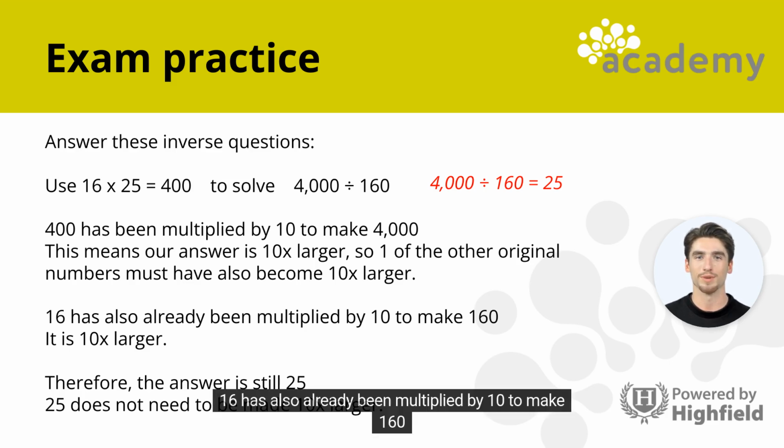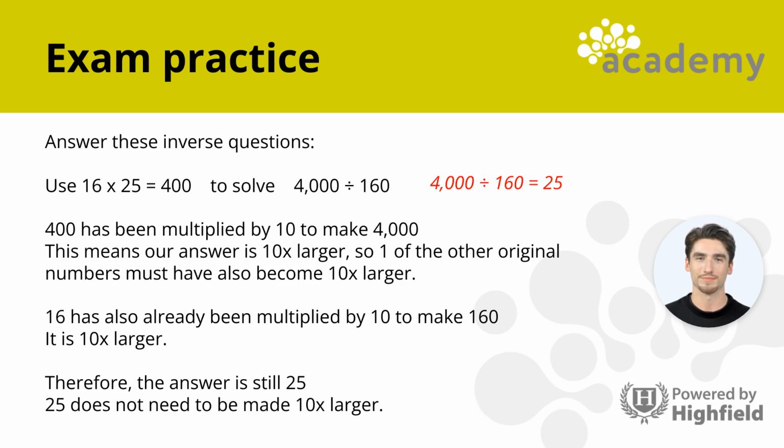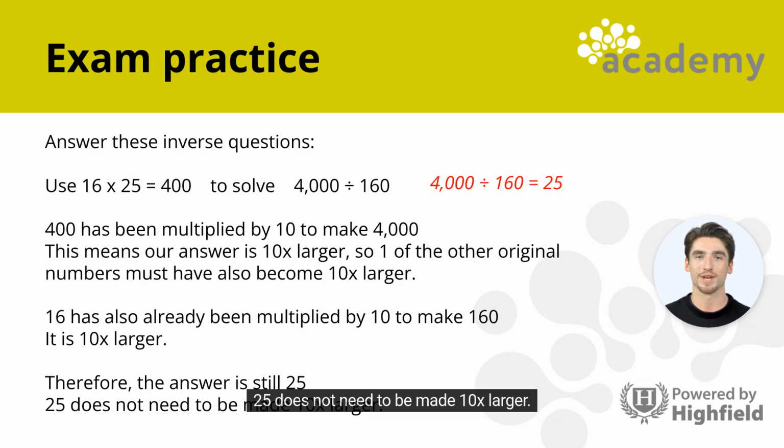16 has also already been multiplied by 10 to make 160. It has an extra place holder, or 0. It is 10 times larger. Therefore, the answer is still 25. 25 does not need to be made 10 times larger.